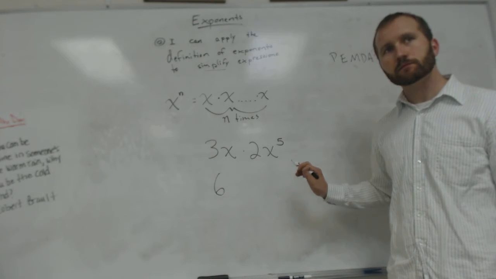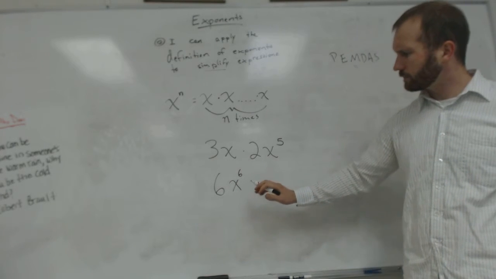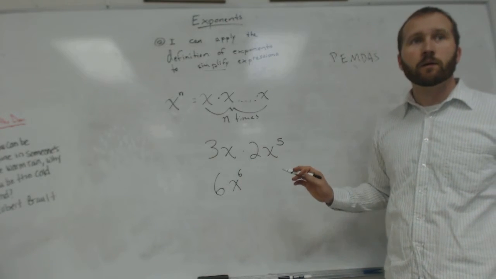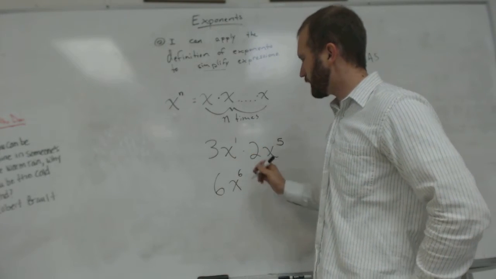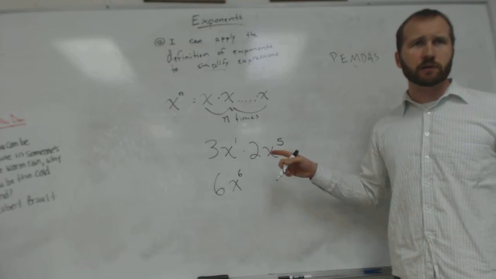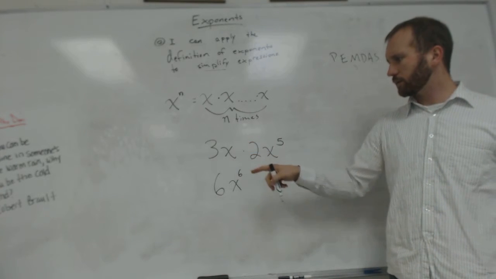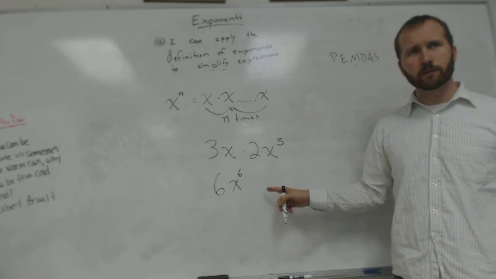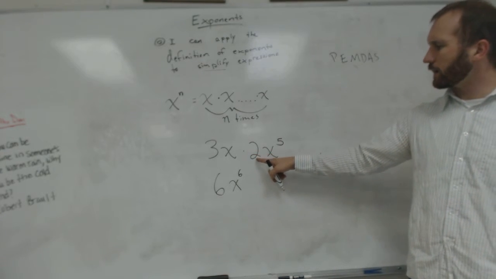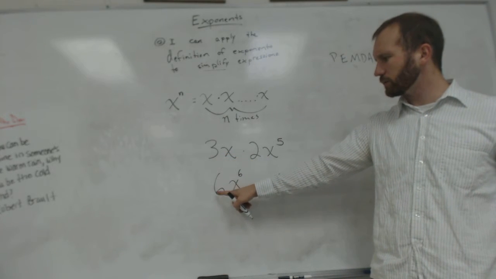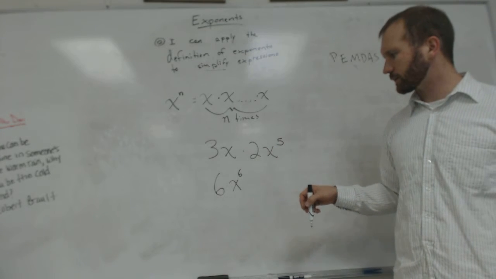Any luck, Max? How did you get x to the 6th? That's totally correct, because if there's just one x, that means it's x to the first power. This is the same thing as x to the 1. And then you did 1 plus 5 to get 6. Any questions on that one? That one's tricky. So remember to take our two coefficients and multiply those, and then combine the 1 with the 5 to get 6.